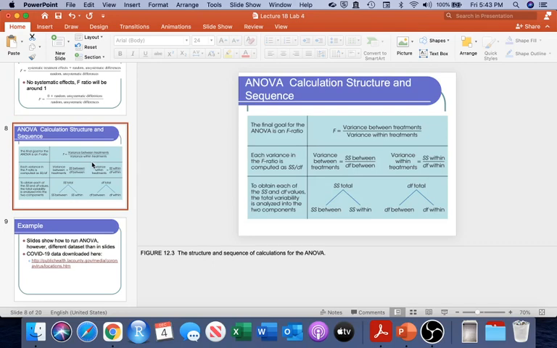I went through this structure, and I even made a YouTube video. So please review that and review the ANOVA lecture for how to calculate the F ratio, the variance between treatments, variance within treatments, and sum of squares and degrees of freedom.